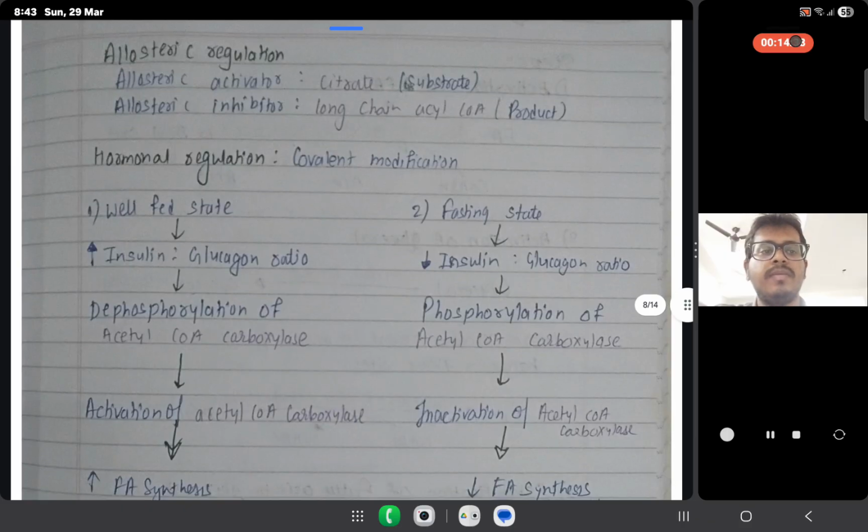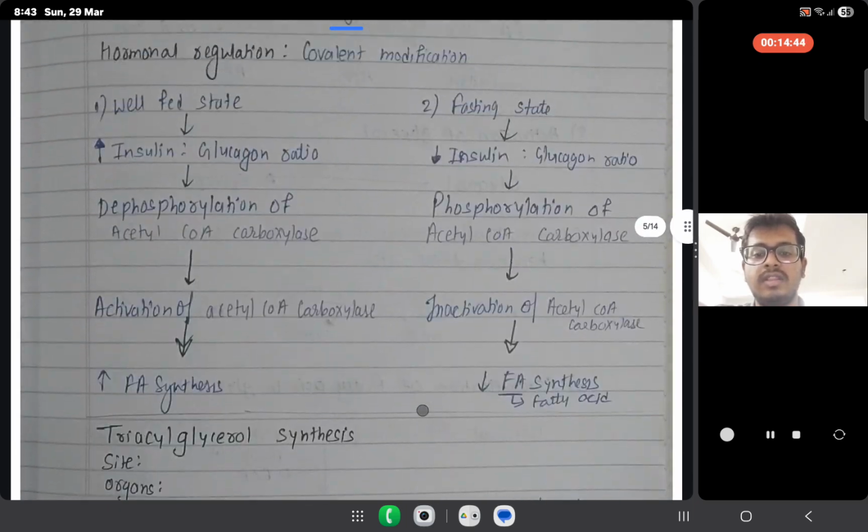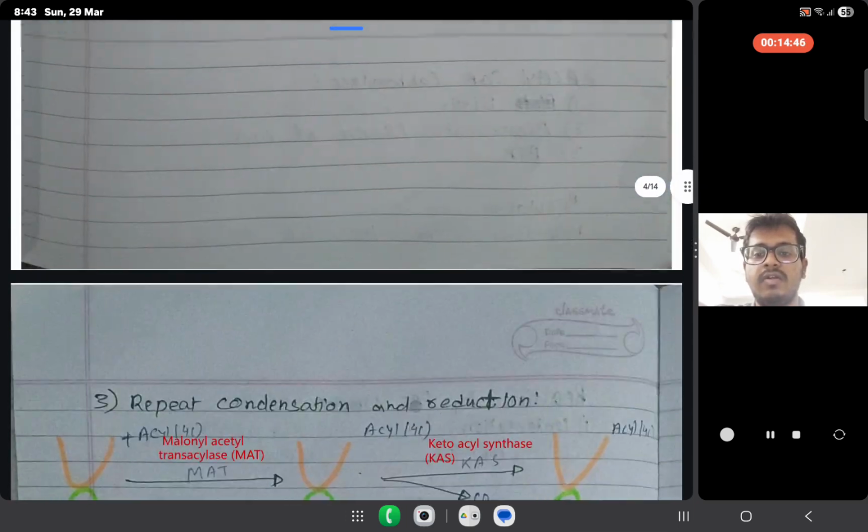Now we will talk about the allosteric regulation. We were discussing this, and this is how we have to write it. This is available in my Telegram channel, so you can download it from there.